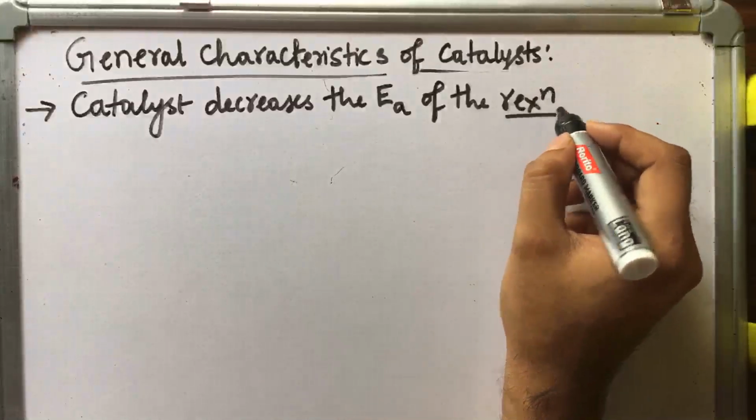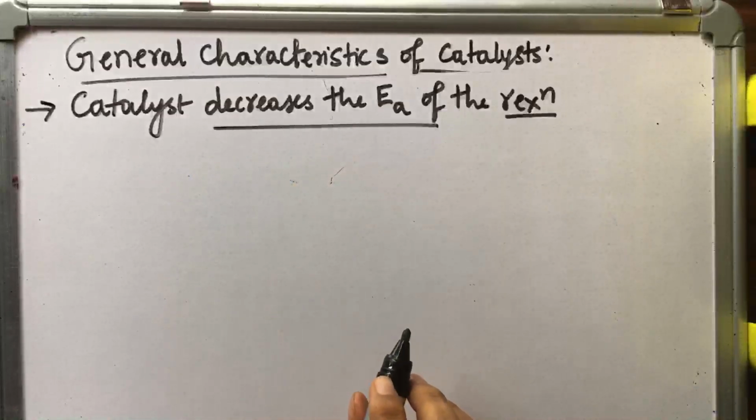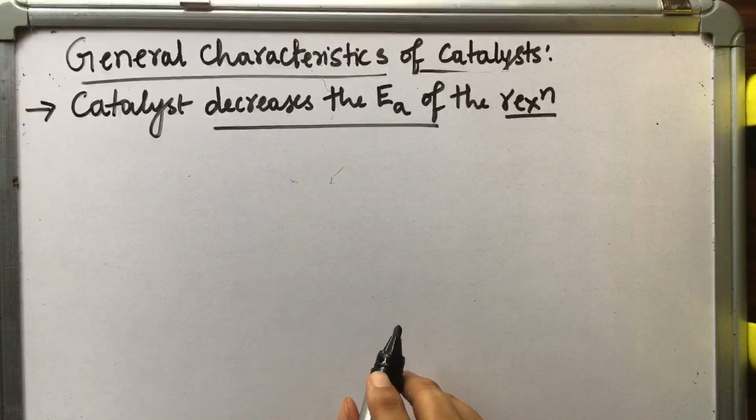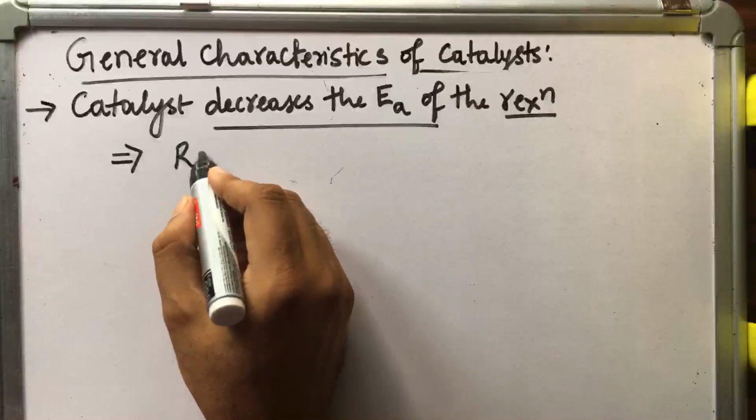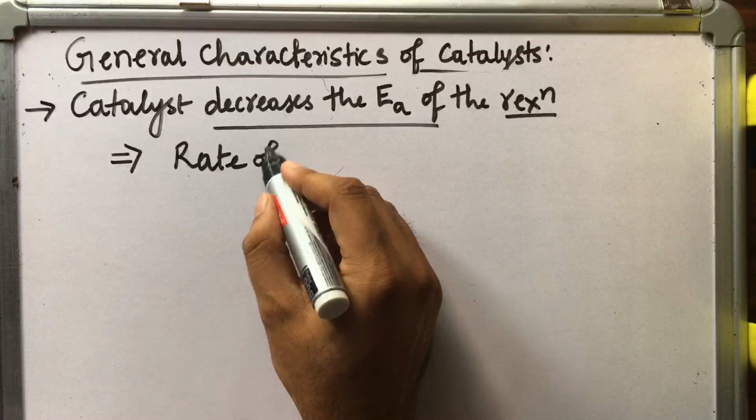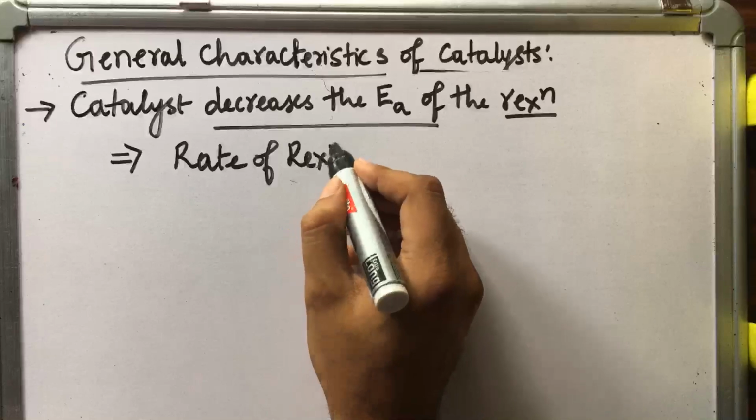If a catalyst is decreasing the activation energy of the reaction by proceeding through an alternate path, definitely you should understand what should happen to the rate of the reaction. The rate of the reaction increases.